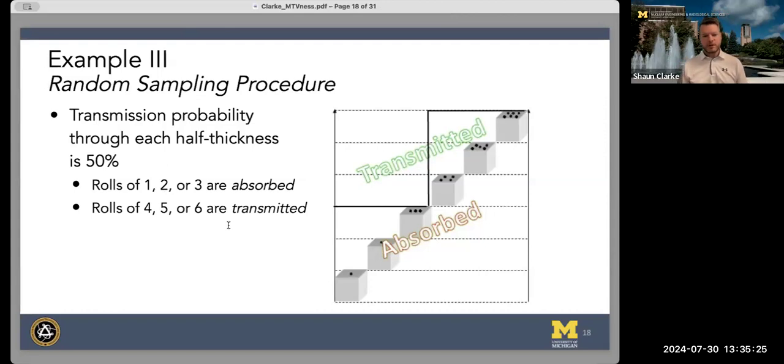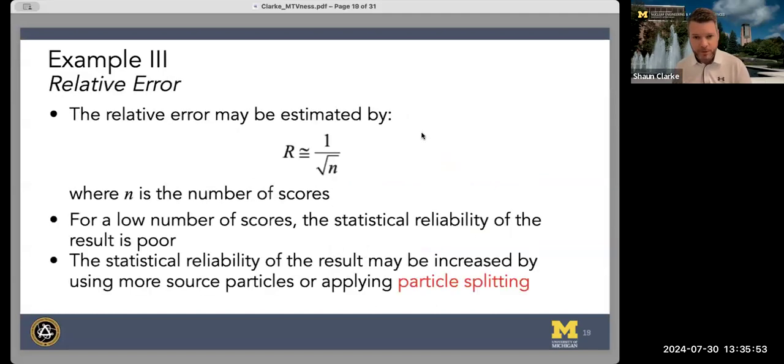So we could do this in a large room. We could have everybody stand and everybody rolls the dice. Anybody that rolls a 1 through 3 gets absorbed, so they would sit. Anybody that rolls a 4, 5, or 6 transmits, so they would remain standing. We could do this 4 times, and we could calculate the transmission probability as the number of particles that made it through all 4 slabs divided by the number of people or particles that we started with.